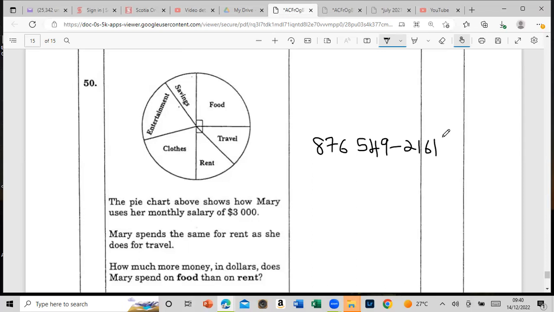So what's happening? Let's get started. CSEC maths again. The pie chart above shows how Mary uses her monthly salary, which is $3,000. Mary spent the same for rent as she does for travel. How much more money in dollars does Mary spend on food than on the rent?